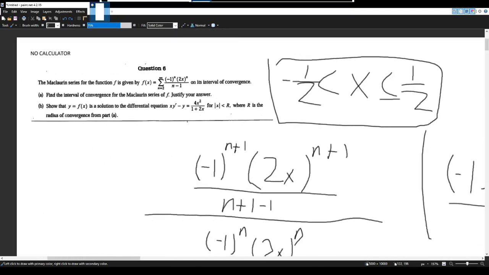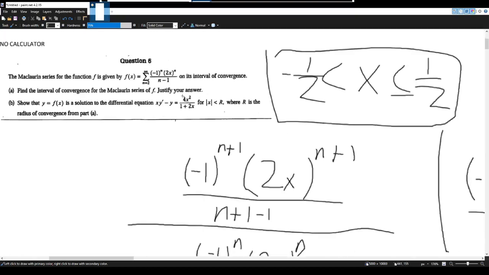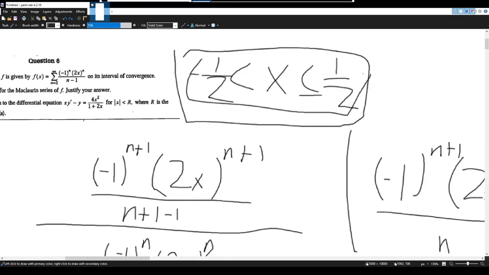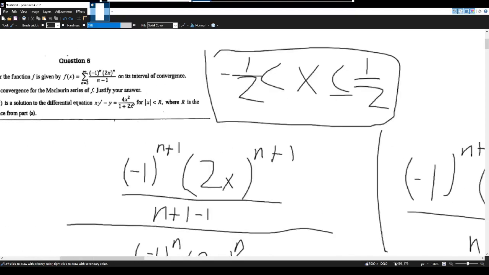Okay, so now show that y equals f of x is a solution to the differential equation x times y prime minus y equals 4x squared divided by 1 plus 2x for absolute value of x is less than r, where r is the radius of convergence from part a. So they're basically saying that the absolute value being less than r means x is somewhere in the interval that we already defined, and it's going to converge for anything in that interval. So if we're somewhere where it converges, then it's going to satisfy this.